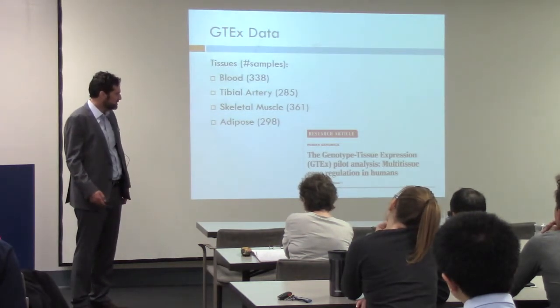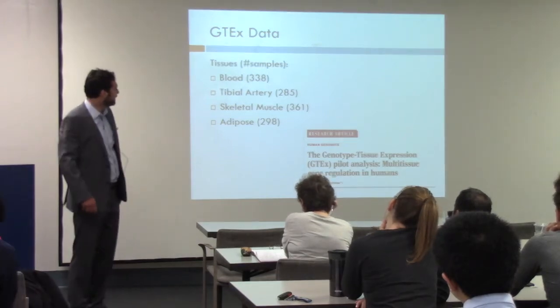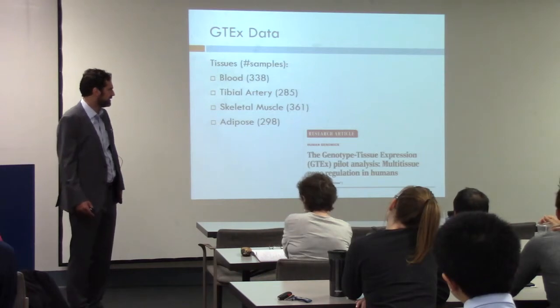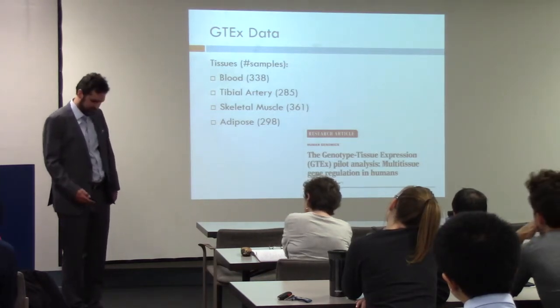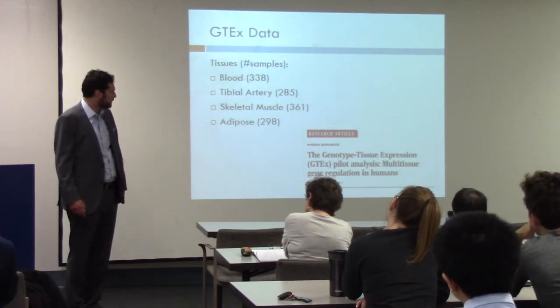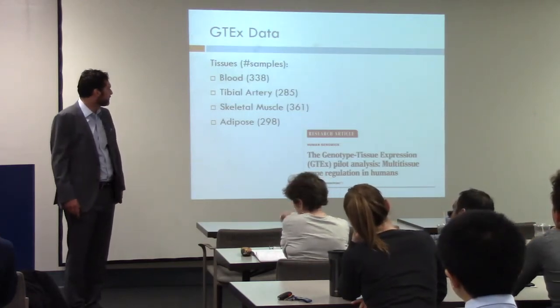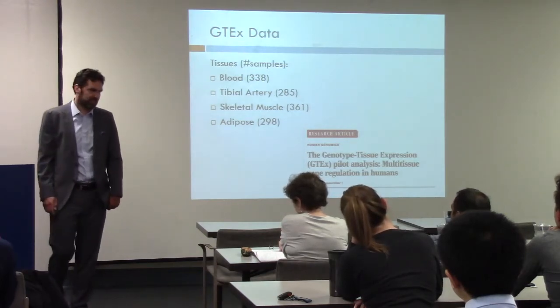In order to see if our method can actually find anything in real data, we're going to use the Genotype-Tissue Expression database, or the GTEx data. There are a lot of tissues available in this, but we're going to take the 4 that have the largest sample size, which are blood, tibial artery, skeletal muscle, and adipose. And we're going to see if in any of the gene pairs in these tissues, we can observe a significant gene-on-gene association.